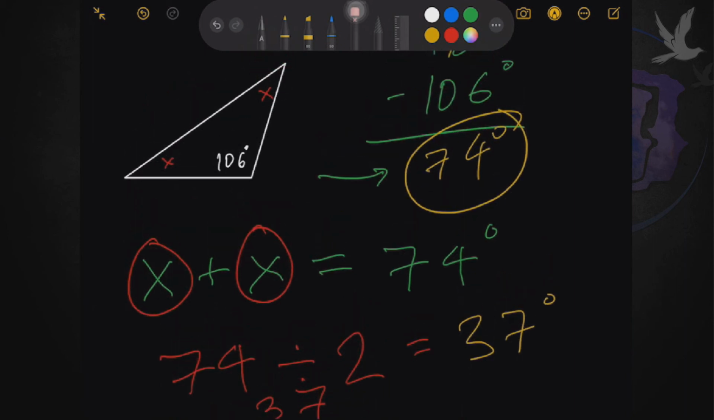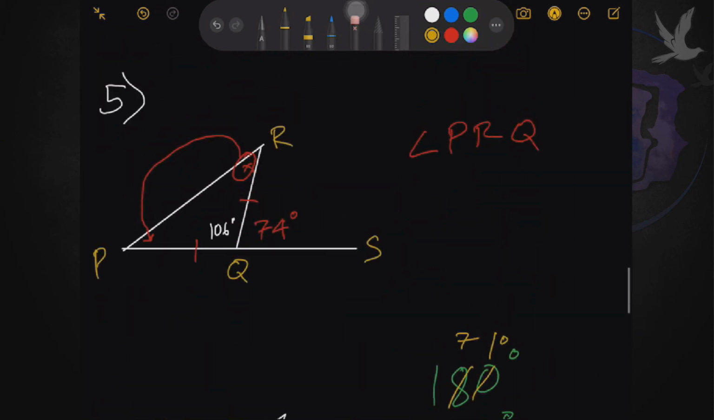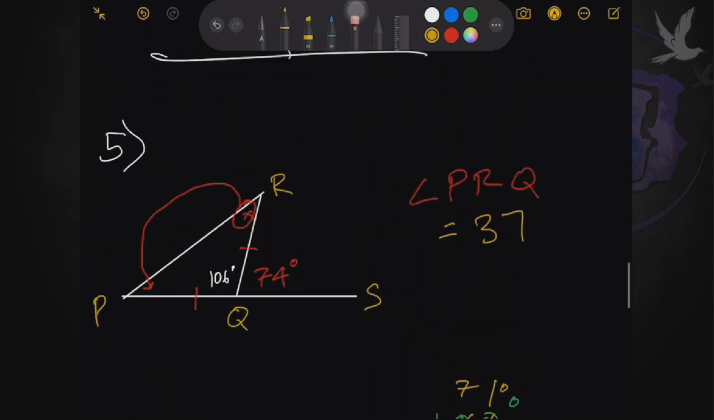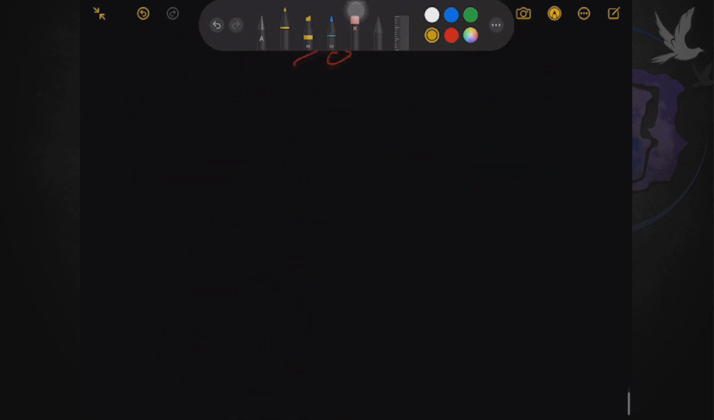So, ibig sabihin ngayon that this angle over here is equivalent to 37, sorry. And also 37 degrees over here. Okay, so ibig sabihin that angle PRQ is equivalent to 37 degrees. Okay, ganun lang ang pagkuha natin sa answer sa number 5.